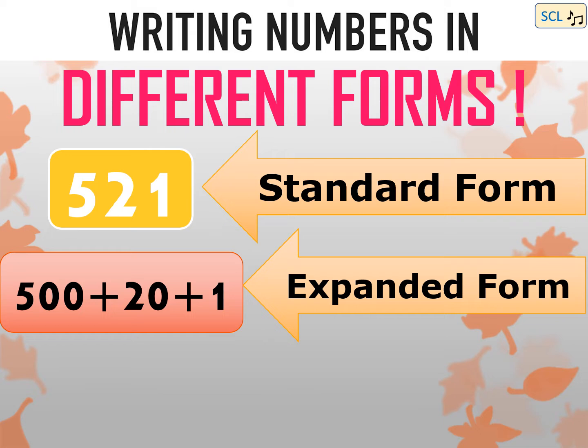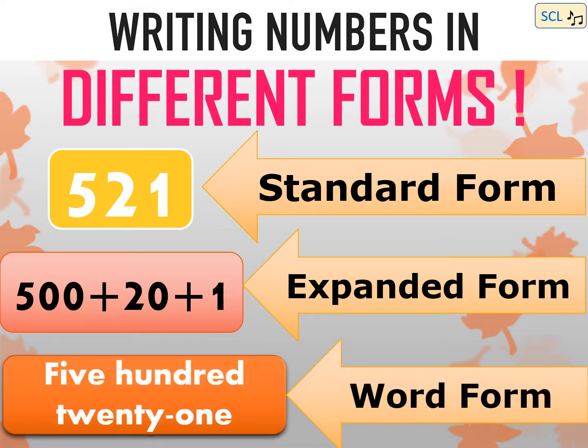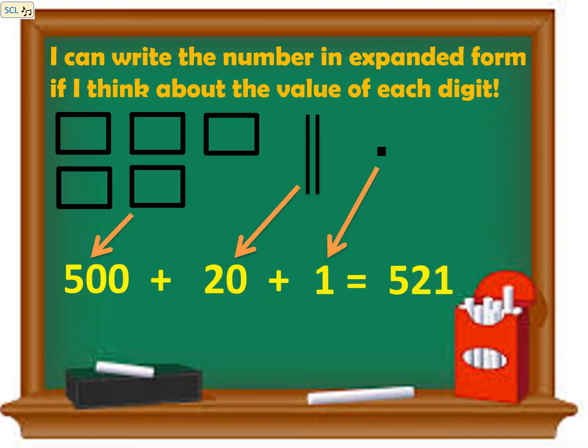Expanded form. It is the way of writing numbers to see the math value of individual digits. Word form. This is the name that stands for a number. It is also called number name. When we write the expanded form of a number, we should think of the value of each digit. Like in the number 521, the place value of 5 is 500, means 5 hundreds are there, 2 tens are there and 1 is there in this number.